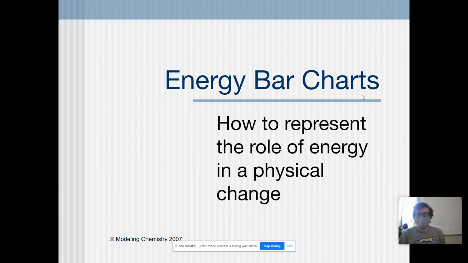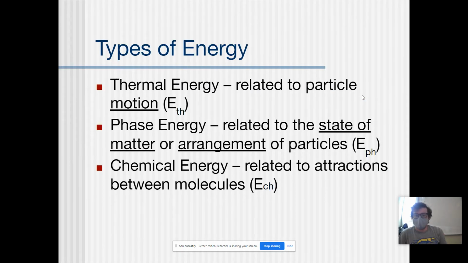Today we're going to be talking about energy bar charts, which are a nice way for us to represent energy changes during a system. So we've already talked a little bit through your readings and your notes about thermal energy, which is energy related to motion, phase energy, which is energy related to the state of matter or the arrangement of the particles, and then these energy bar charts also include something called chemical energy, which we haven't talked a lot about yet because we've mainly been focusing on physical changes rather than chemical changes.